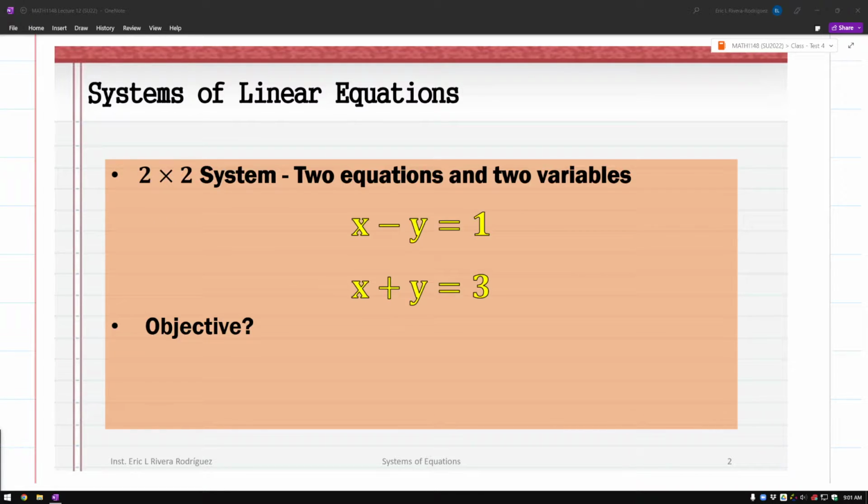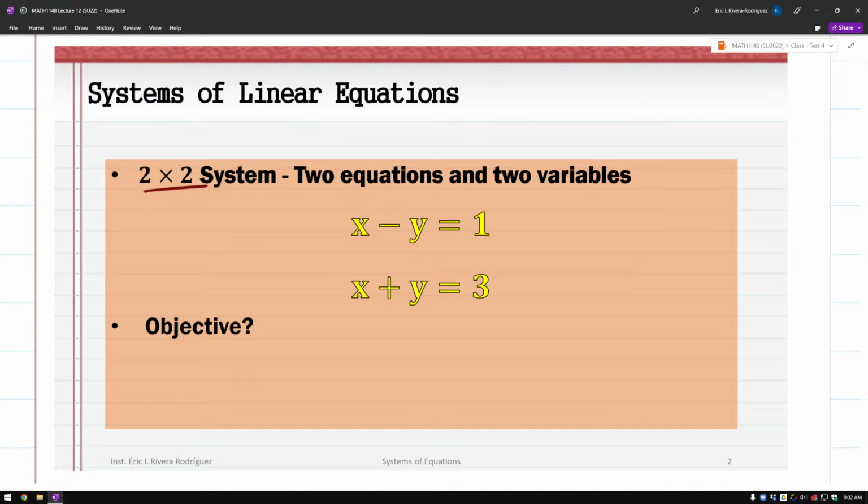We are going to be focusing on 2x2 systems. Yes, Benjamin, it is still a take-home test. This is a lecture that is already uploaded on Blackboard.